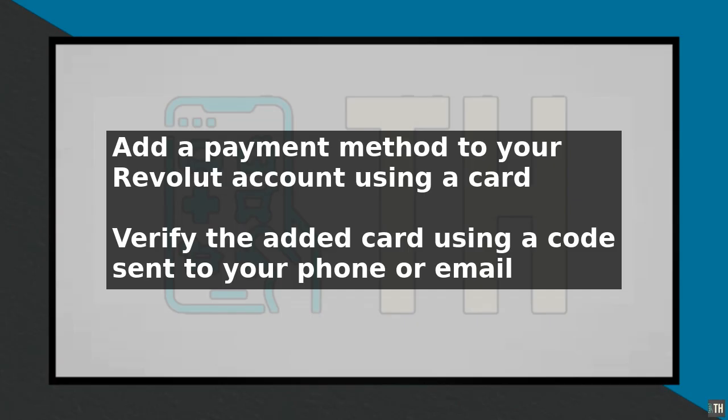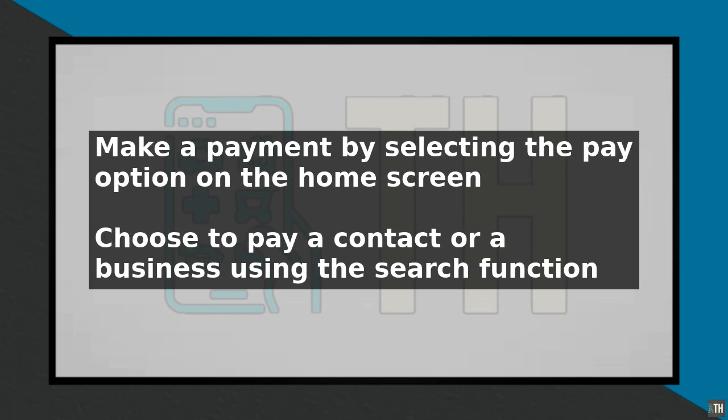When making a payment, you can choose the currency you want to pay in and the payment method you want to use. You can also add a note or description to the payment for your records. Once you have entered all the details, review the payment information and confirm the payment.